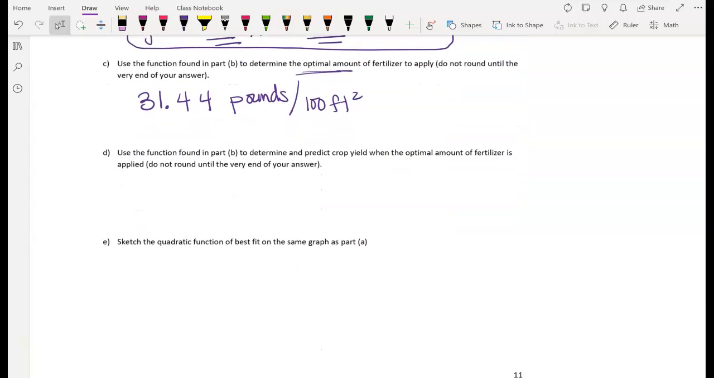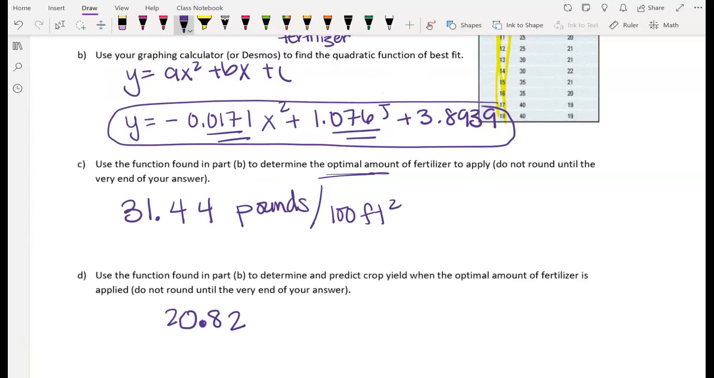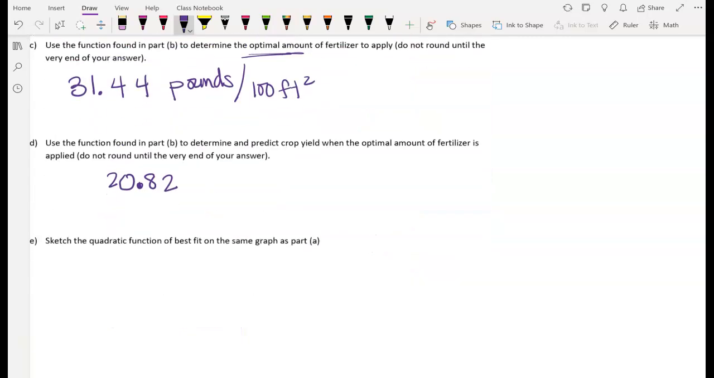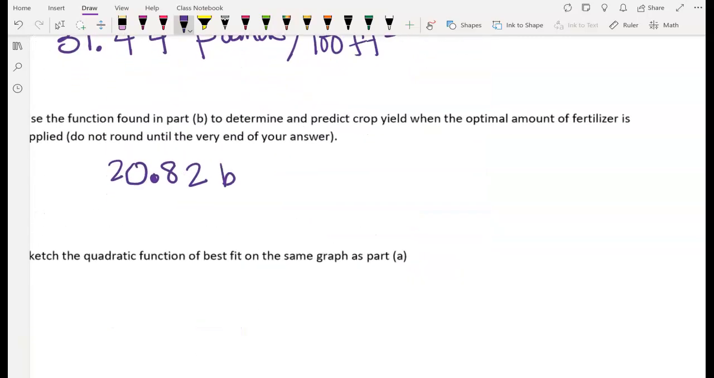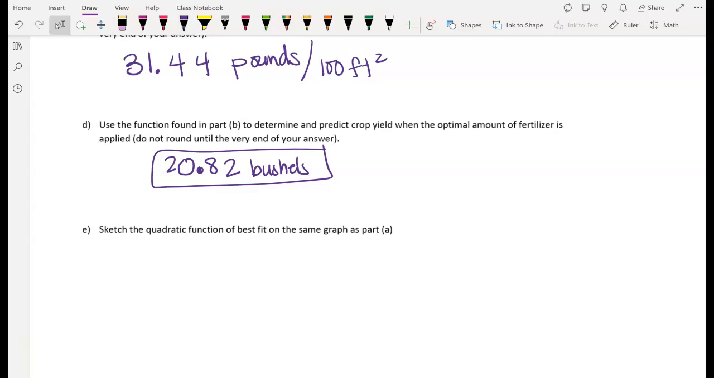Use the function we found in part B to determine and predict the crop yield when that amount of fertilizer is used. That was the Y value, guys. So the Y value was 20.8. If we round to 2 decimal places, it's 20.82, since the third digit is 5. What's the unit for Y? Bushels. So 20.82 bushels will be produced if we use 31.44 pounds per 100 square feet of fertilizer.